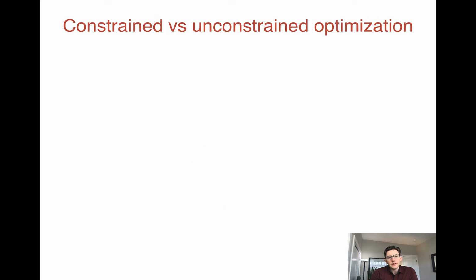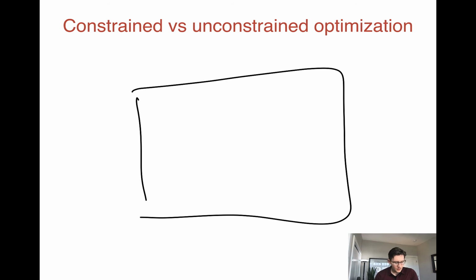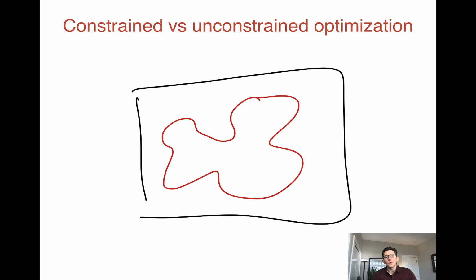The next criterion that sometimes influences our choice of optimization algorithm is whether we're doing constrained or unconstrained optimization. If we're doing constrained optimization, that means there's some reduced subset of parameters that we're willing to consider. For example, if here is the set of all possible parameter values, for 2 parameter values that would be the plane, there might be some subset of parameter values that we're willing to consider.